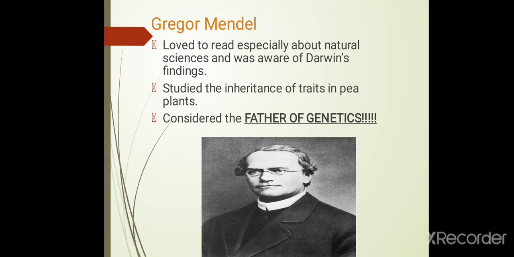His name is Gregor Mendel. It says here that he loved to read, especially about natural sciences, and was aware of Darwin's findings. He was raised on a farm. That's why he understood the value of plant breeding. And at the age of 21, did you know that he entered priesthood and studied plant breeding in a monastery in the Czech Republic? He studied the inheritance of traits in plants. That's why they call him the father of genetics.